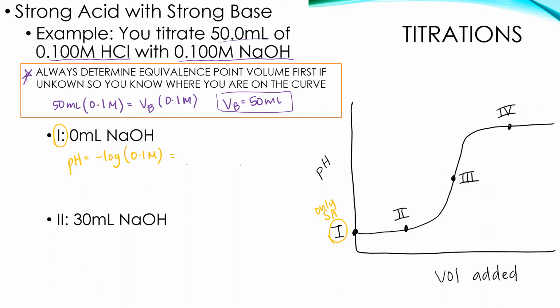So pH is 1. Right? So in region 1, we just do the negative log of the concentration. That's it.